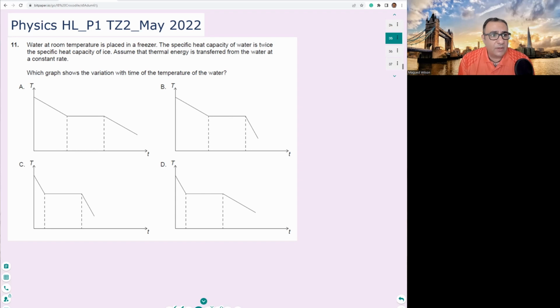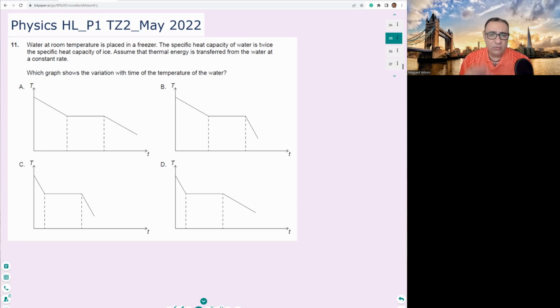Number 11. Water at room temperature is placed in a freezer. The specific heat capacity of water is twice the specific heat capacity of ice. Assume that thermal energy is transferred from the water at a constant rate. Which graph shows the variation with time of the temperature of the water?